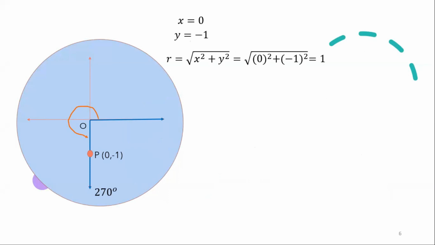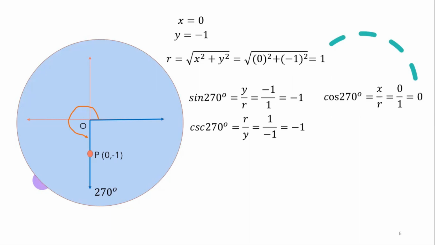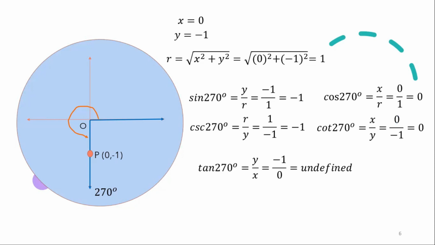So the 6 trigonometric functions of the 270-degree angle: sine of 270 degrees is -1. Cosine of 270 is 0. Cosecant of 270 is negative 1. Cotangent of 270 is 0. Tangent of 270 is undefined since negative 1 over 0 is undefined. And secant of 270 is also undefined. For the 360-degree angle, it's the same as the 0-degree angle.